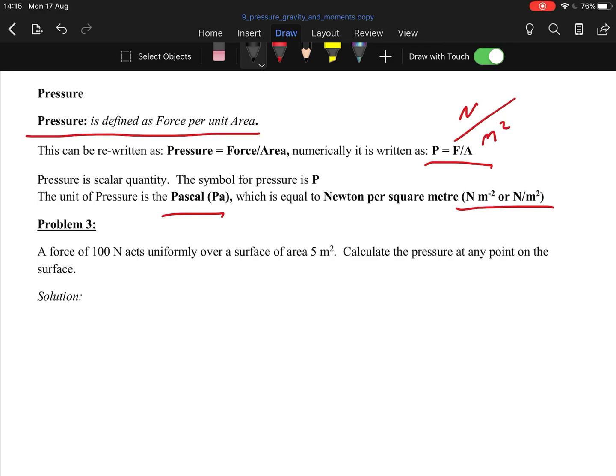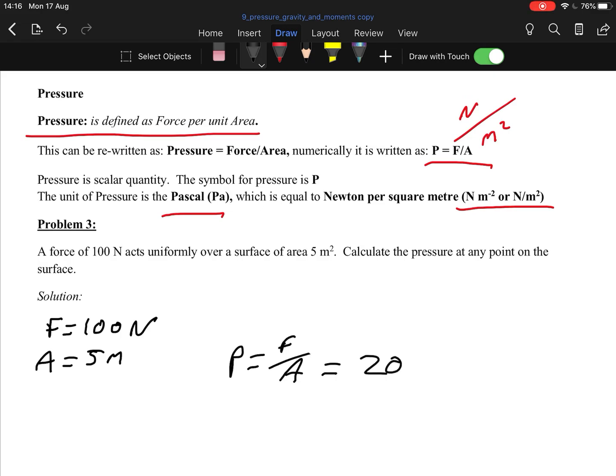So a force, 100 newtons, and an area of 5 meters squared, and P equals F over A, so we get 20 Newtons per meter squared, or pascals, whichever you prefer. There you go, done. Fairly straightforward.